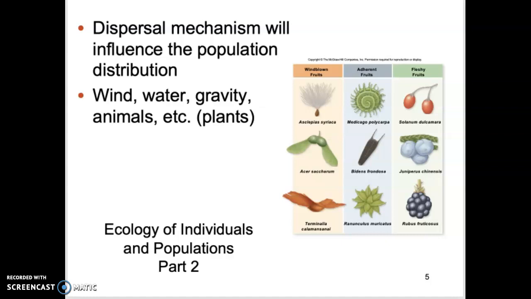Okay, so last lecture we were just starting into the idea of ecology and looking at the field, what it is, what ecologists do, and then some of the factors associated with studying individuals and population ecology. We left off with dispersal. How you get your kids away from you is incredibly important for populations to continue to be successful.